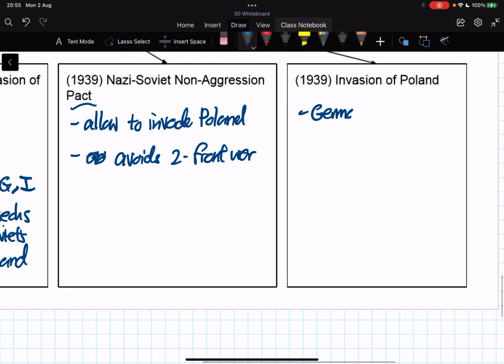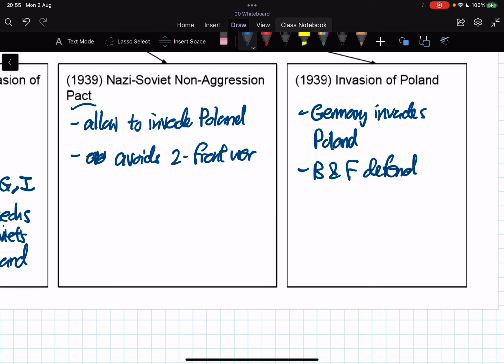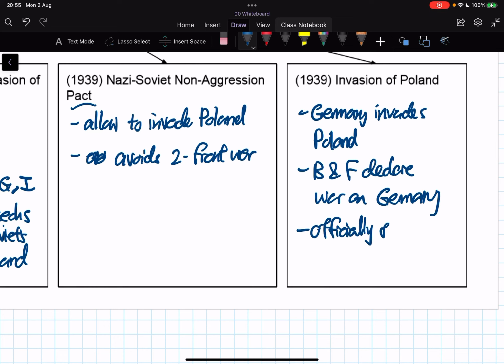So Germany invades Poland in September 1939. This time, Britain and France, they finally honor their word. They're gonna defend Poland by declaring war. Britain and France, they declare war on Germany. Thereafter, this officially starts World War II in Europe.